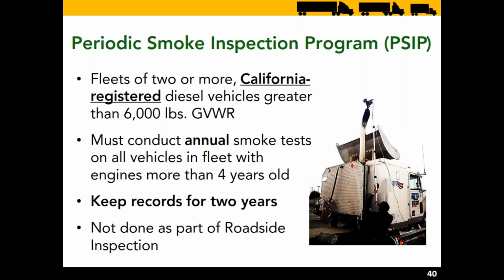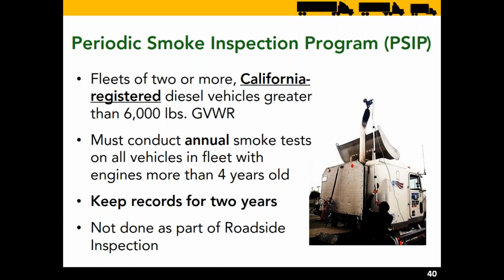So in order to be subject to PSIP, the fleet needs to be California-based, consisting of two or more vehicles with gross vehicle weight ratings of greater than 6,000 pounds. So if you own two or more vehicles, as I just described, you are subject to this regulation. If you only have one vehicle, then you don't meet the requirements. The test is required to be conducted on any vehicle that has an engine model year that's older than 4 years. So if you have two trucks and one is 5 years old, the second truck is 2 years old, you're subject to the regulation.